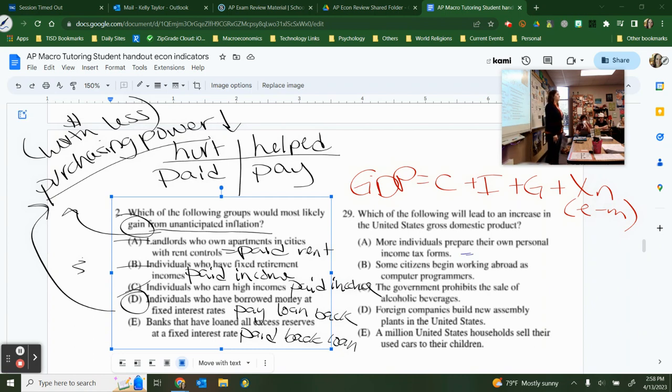What do we call this? If I prepare my own tax, I'm doing a service. Am I going to pay myself for doing that service? It's kind of like babysitting. Non-market activity.